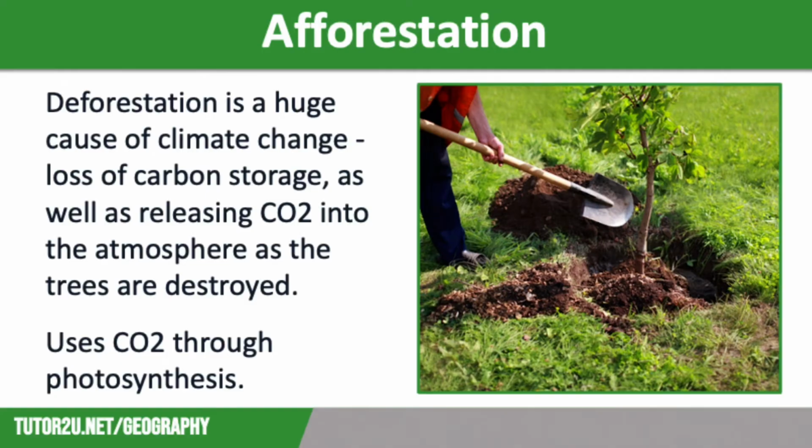Our third mitigation strategy is afforestation. Deforestation is a huge cause of climate change, loss of carbon storage, as well as releasing CO2 into the atmosphere as trees are destroyed. Planting trees reduces the amount of CO2 in the atmosphere through the process of photosynthesis, converting it into oxygen. Trees also release moisture into the air through transpiration.